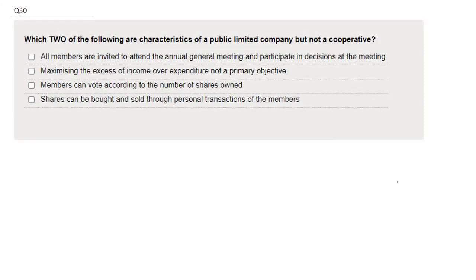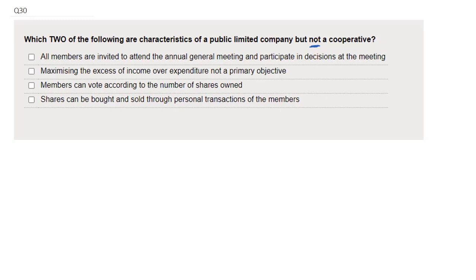Which two of the following are characteristics of a public limited company but not a cooperative? Well, first of all, let's just think about a public limited company. That will be an organisation that is owned by shareholders, and it will have wealth maximisation as a primary objective. A cooperative, however, is more of a mutual organisation which is owned and run by its members for its members, so it doesn't have shareholders. Let's look at these options.